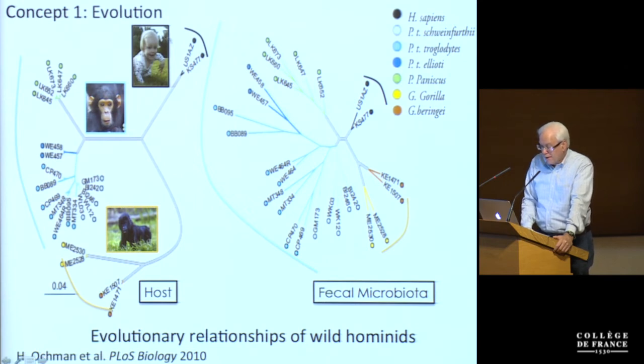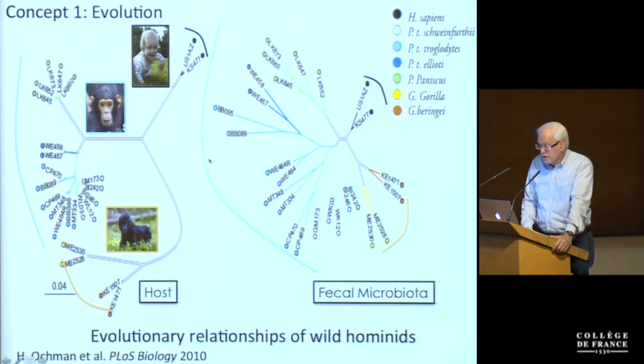The first is evolution. And I'd like to show this slide from Howard Ochman and colleagues who looked at the evolutionary relationships of wild hominids. In their study, looking at host genotypes, they found a phylogeny that had a particular topology. And when they looked at the phylogeny of the fecal microbiota and the topology related to that, they found the same kind of branching pattern in the species, in the microbes that were seen in the host. And this kind of congruence is evidence for the vertical transmission of the microbiota from mother to child, from generation after generation. And it is also consistent with a concept of coevolution of microbes and host.